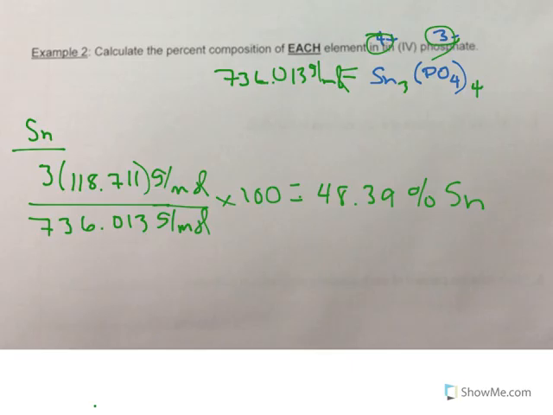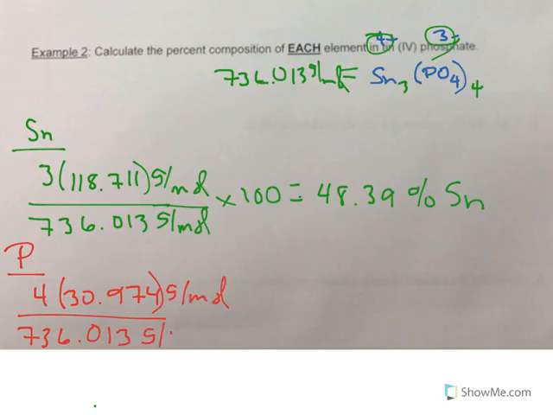All right, so then let's do phosphorus. We have 4 times the mass of phosphorus, which was 30.974, divided by the molar mass of our compound, which was 736.013. This is grams per mole, this is grams per mole, times 100. So in our calculator, 4 times 30.974 divided by 736.013 times 100. Rounding to the hundredths place, that should be 16.83% phosphorus.